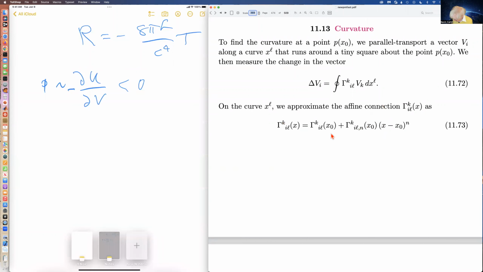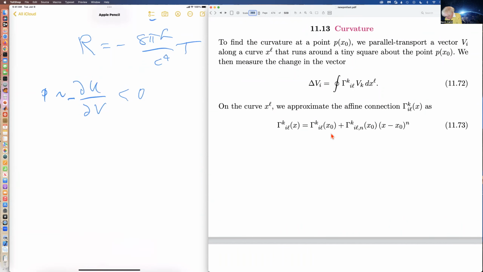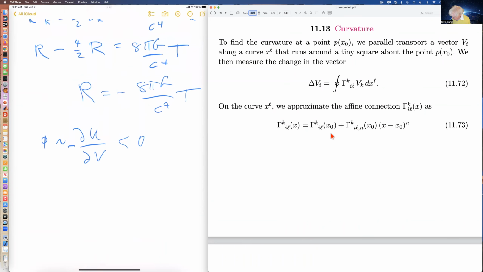Let's see if I can, let me see if I can get this to connect. Turns out tap with a finger is good enough.